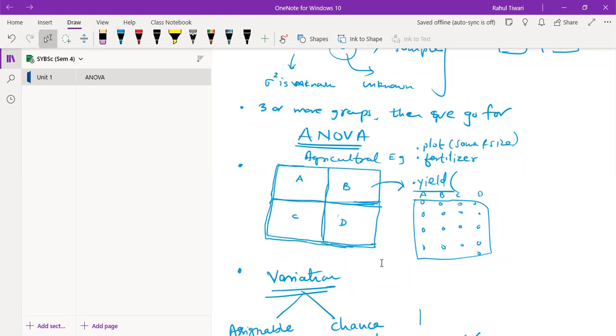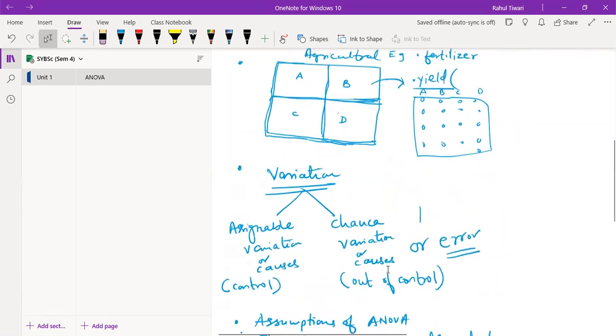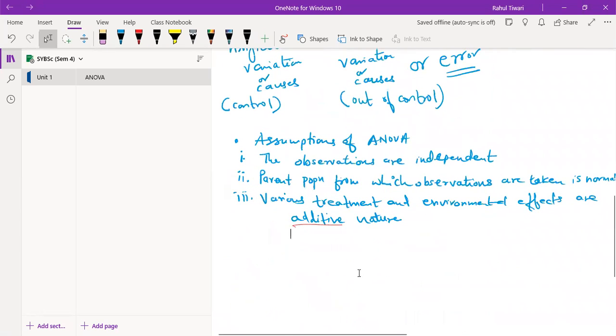This is the same thing we have seen in time series: additive, multiplicative, and mixture of both. In certain cases only addition is possible, not multiplication. If multiplication is there, we cannot use ANOVA. We have to use another technique called ANCOVA, analysis of covariance, because there is a relationship between A and B, and we assume that A and B are independent. The observations being independent is very important.